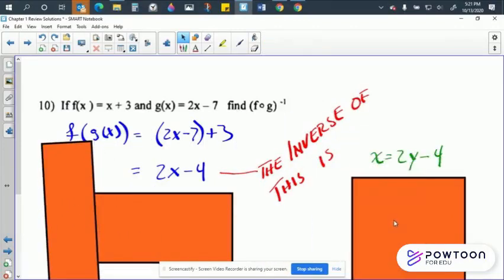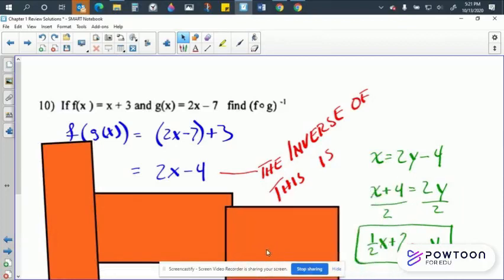But now we change x and y, they trade spots, and we solve, and y equals 1/2 x plus 2.